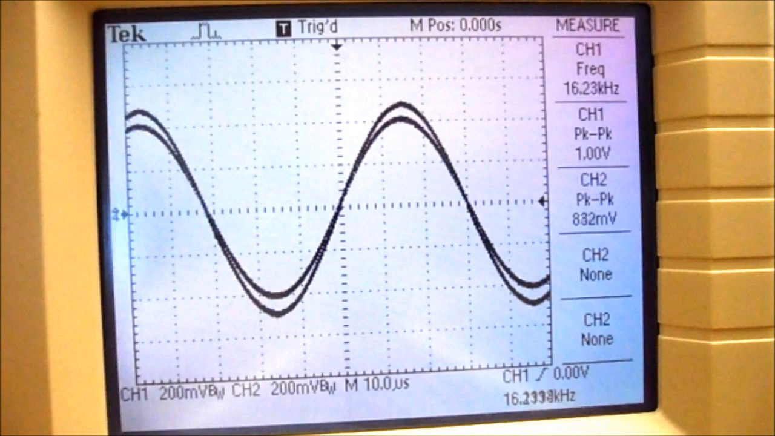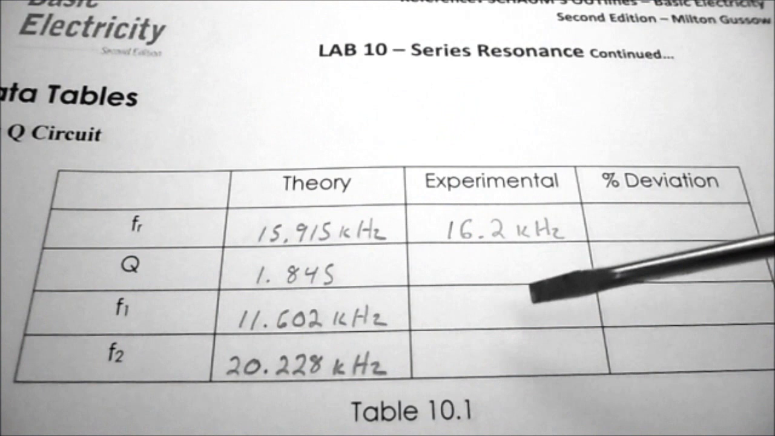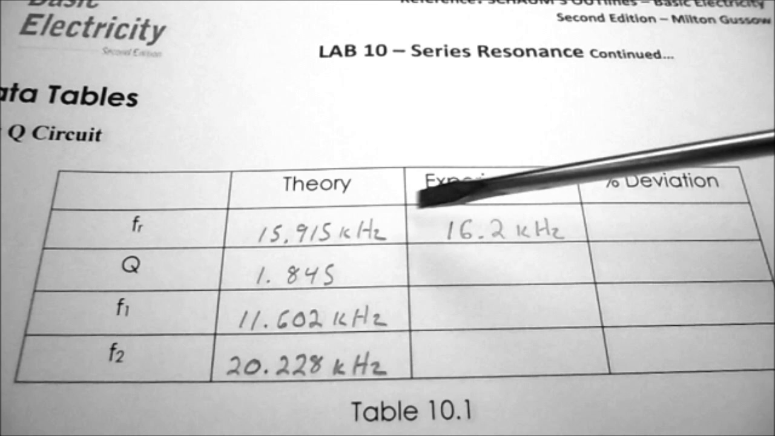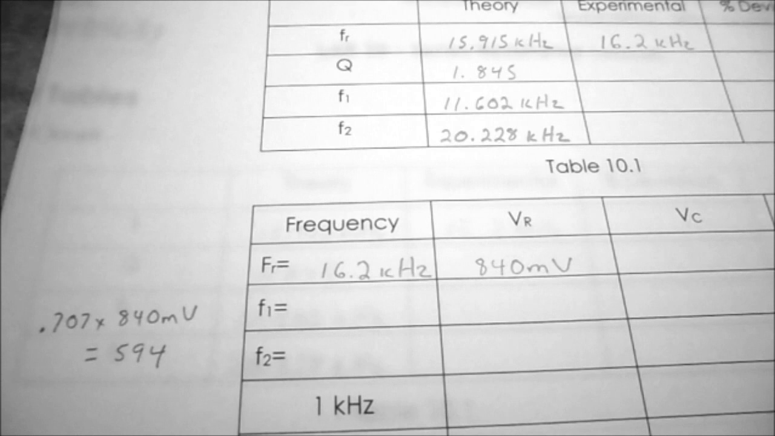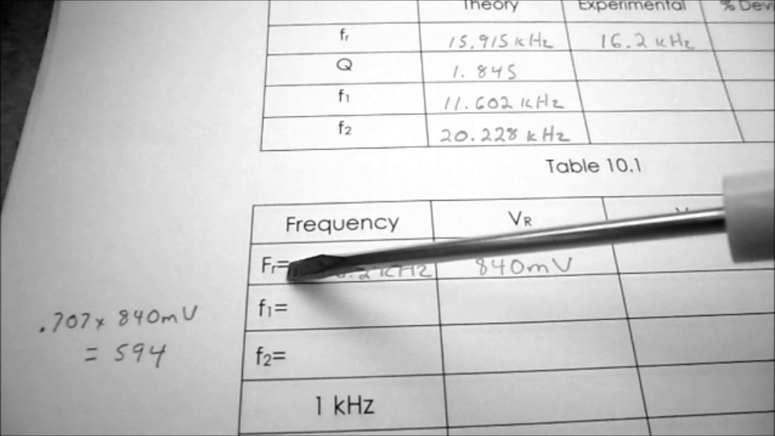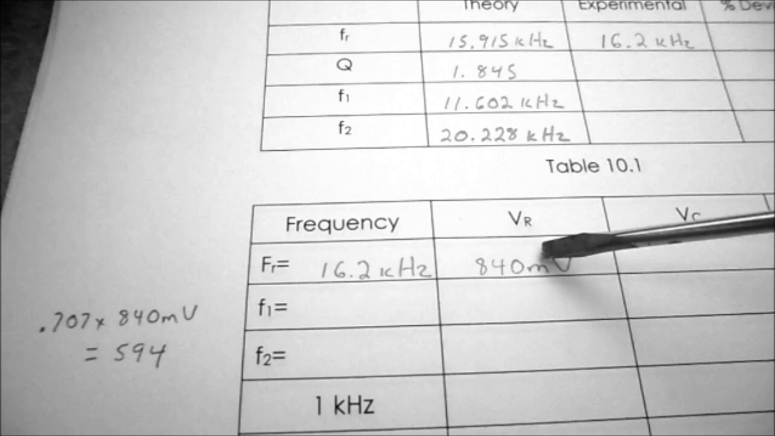And we can see here it's 16.2 kilohertz, it's 840 millivolts. So in table 10.1, resonant frequency FR, experimental, I've recorded as 16.2 kilohertz. Now down here on table 10.2, I've recorded FR as 16.2 kilohertz, and VR is 840 millivolts.